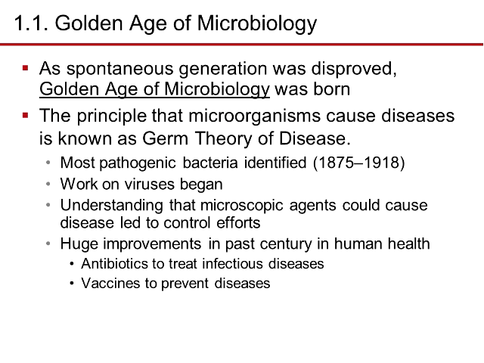Now we talk about the golden age of microbiology. As spontaneous generation was disproved, the golden age of microbiology was born. We discovered there were organisms, and they didn't arrive from nowhere. They didn't arrive by magic. Truly they reproduced and they were available in the air. The principle that microorganisms cause diseases is known as the germ theory of disease. And most pathogenic bacteria were identified somewhere between 1875 and 1918.